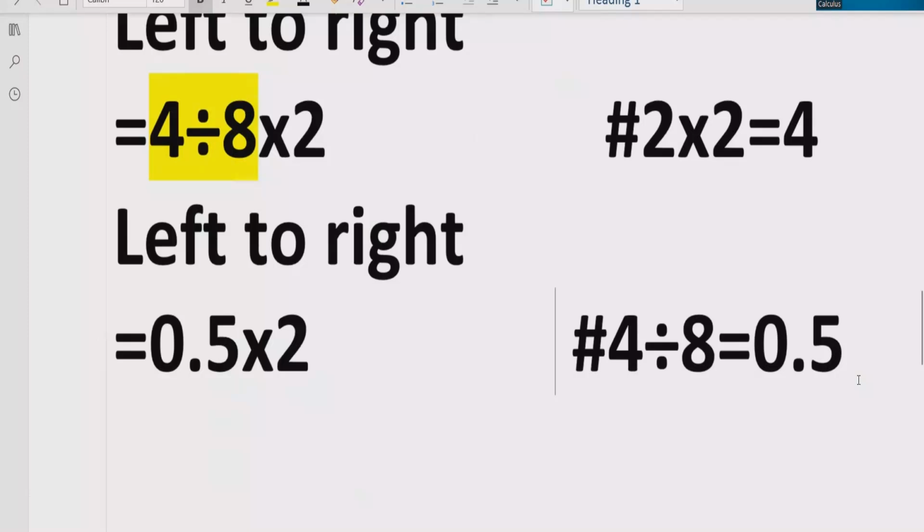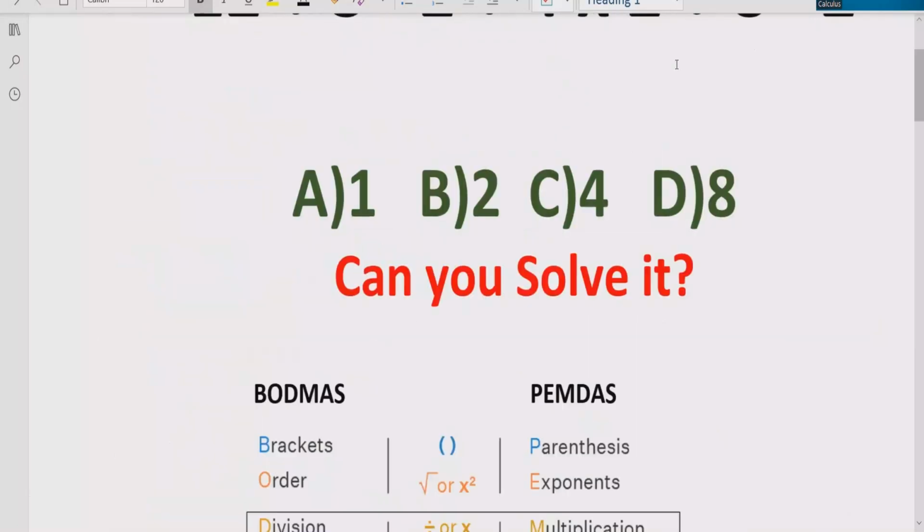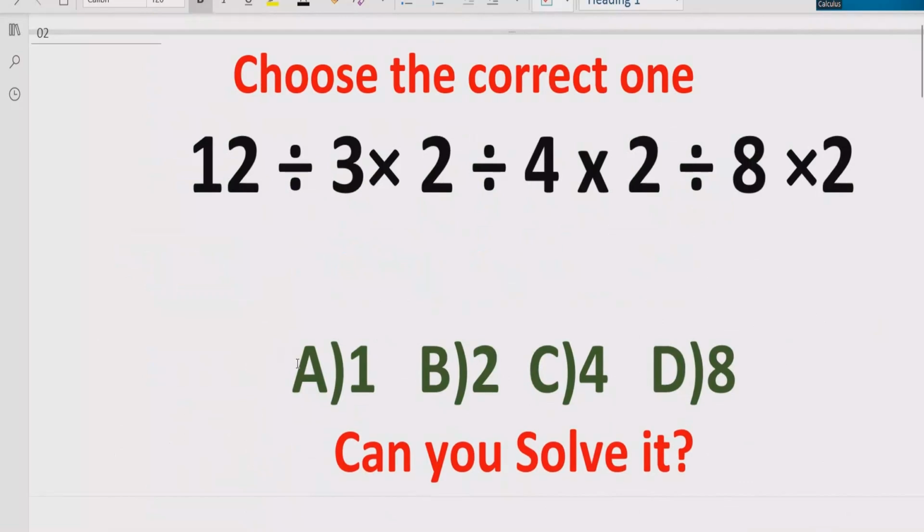We have two terms which we have to multiply. These two terms give 0.5 multiplied by 2 equals 1. So the answer of the given expression is 1. 0.5 multiplied by 2 equals 1. So the given expression has the result 1. If you see the answer list, answer A is the correct answer of this expression.